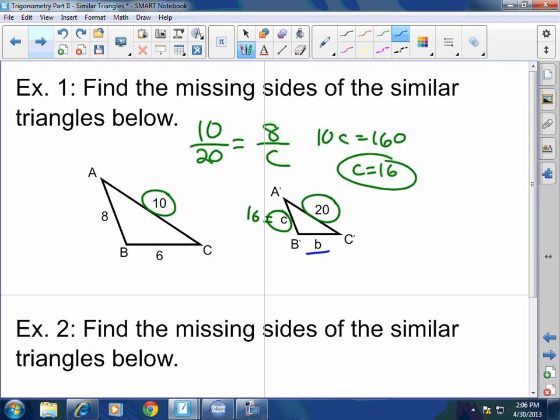How do I find B? Well, same thing. Let's go 10 to 20 has to equal 6 to B prime, to little b rather. So that's 10B equals 120. B equals 12. Does that make sense, guys, what we're doing here? Yes, sir.